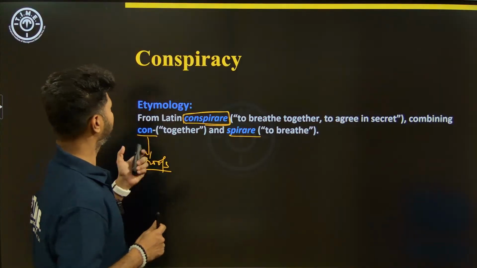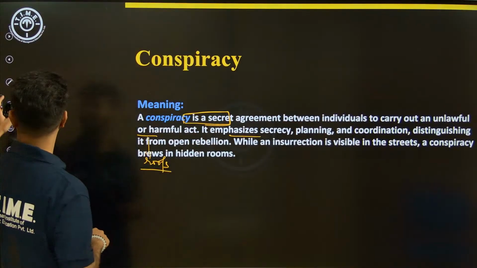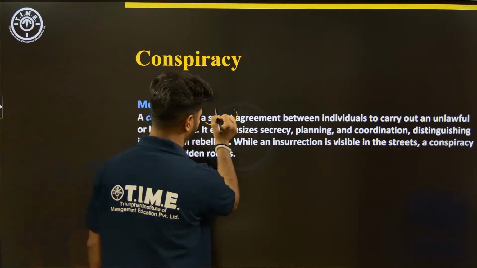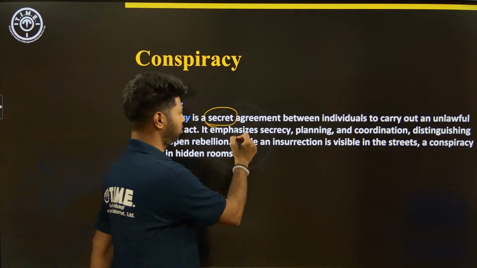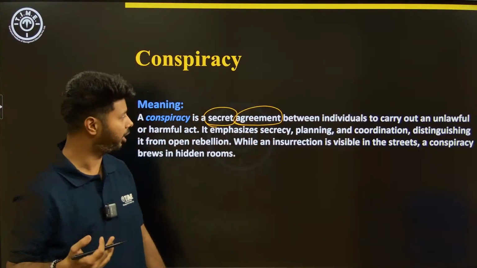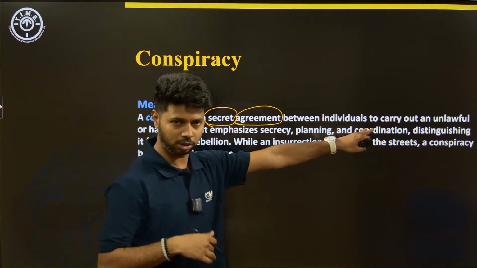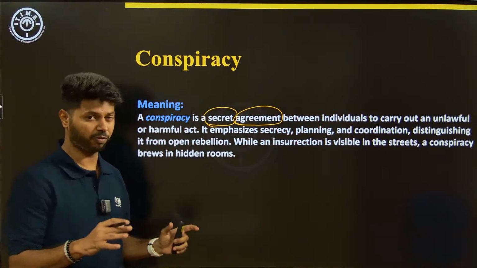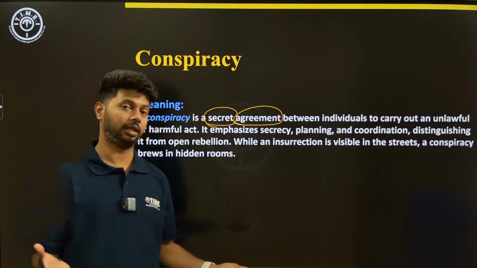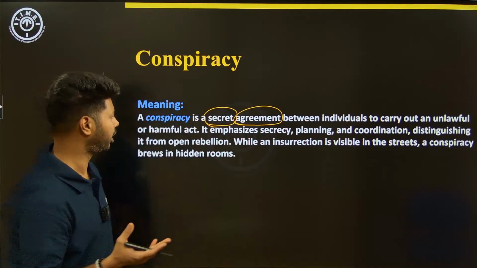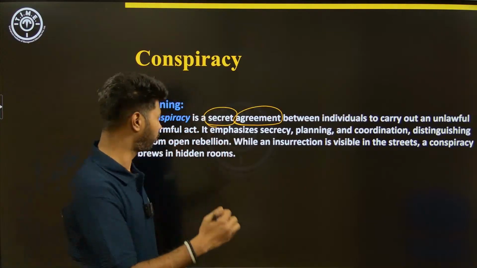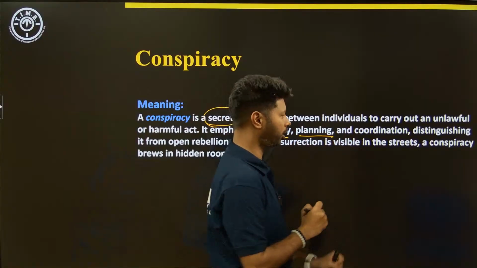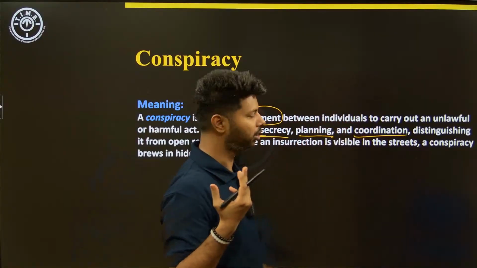All right, let's take a look at the meaning. A conspiracy is a secret agreement. Okay, we figured this out. Secretly plotting, agreeing to do something between individuals, the English Catholics in this case, to carry out an unlawful or harmful act. Blowing up the parliament, killing the king, both unlawful and quite harmful, right? It emphasizes secrecy. There is a lot of planning involved and coordination. Blowing up the parliament would not just happen, right?